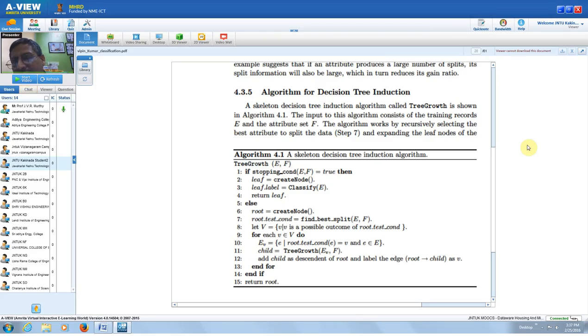Root gives child as v. Because for your decision tree, your branch is the outcome. Right? Your label is the condition. So the child will be labeled with the root's test outcome, and it ends. Then return the root. So this is a recursive growth of your decision tree, and this is how the algorithm runs.